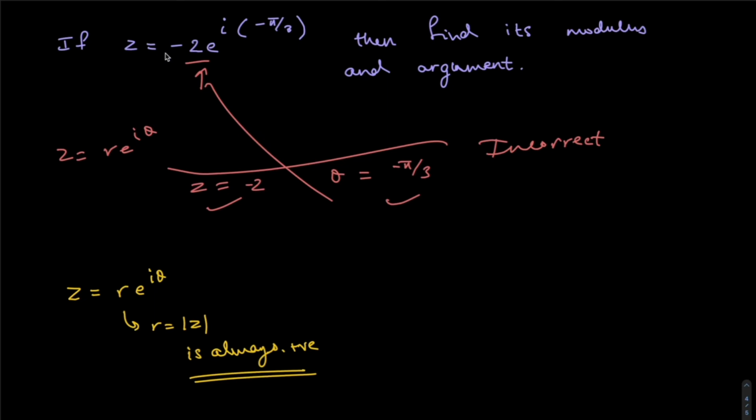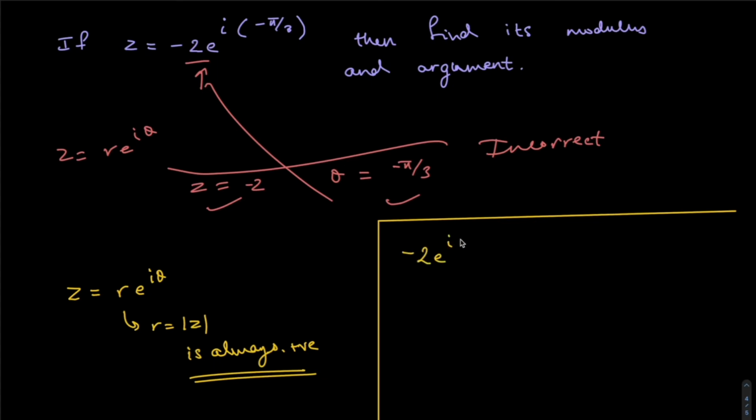So what do we do now? And I'll tell you exactly what we do. I'll make some space right here. I'll create a line right here. So I'll use the space right here. Okay, so we have minus 2 e raised to the power i. You know what? I'll forget that as well. So I'll just work on minus 2.